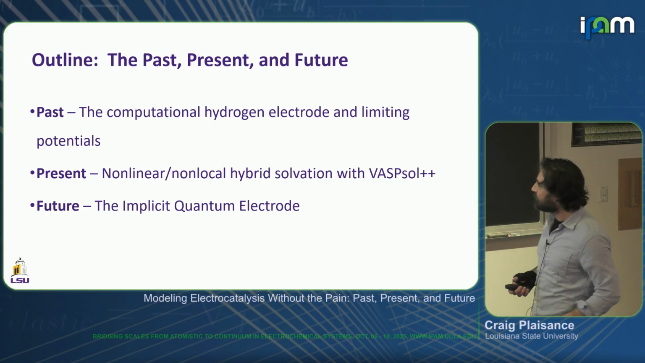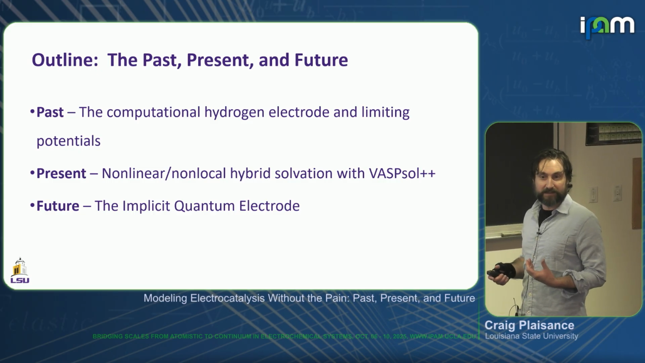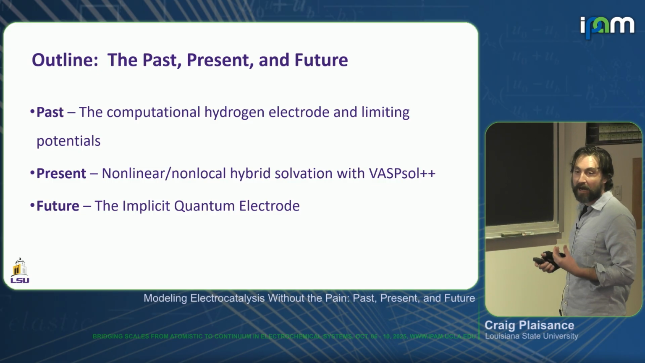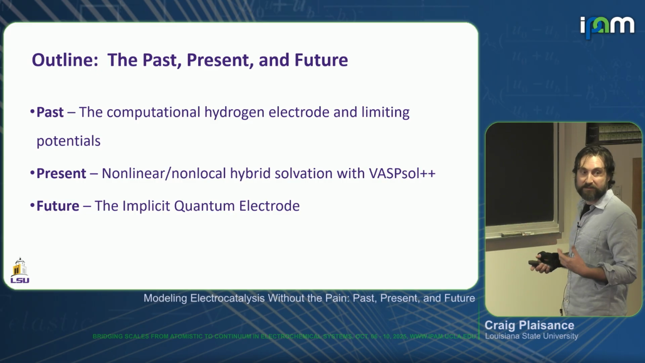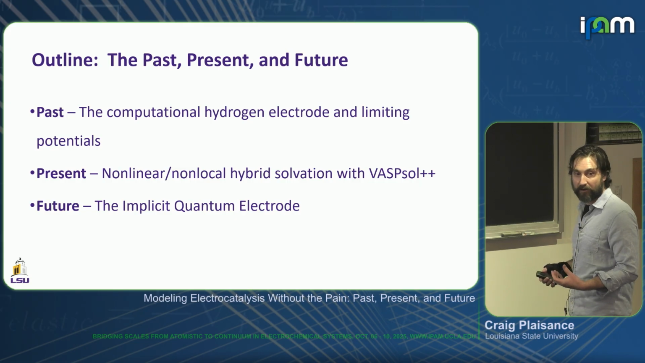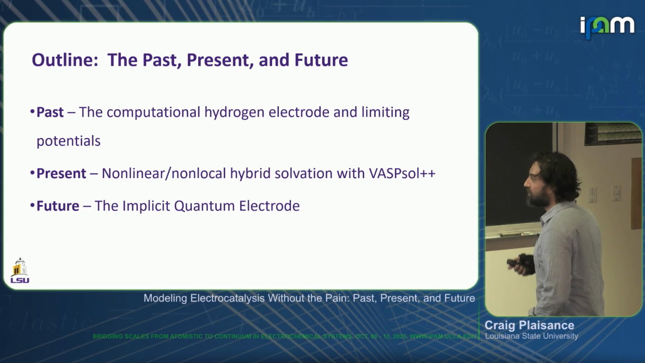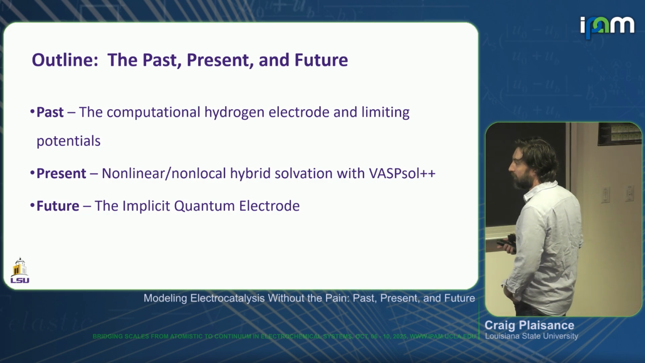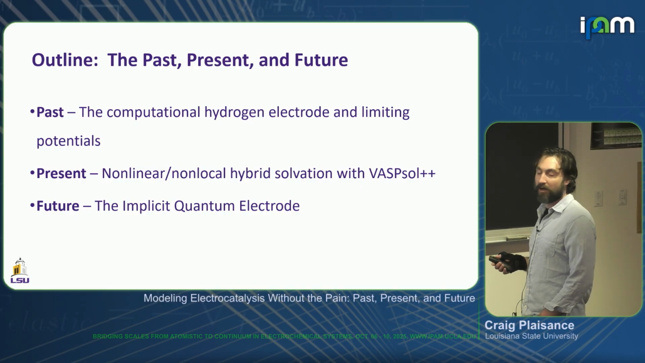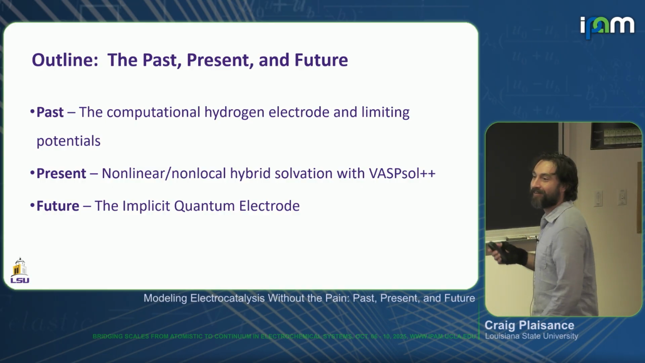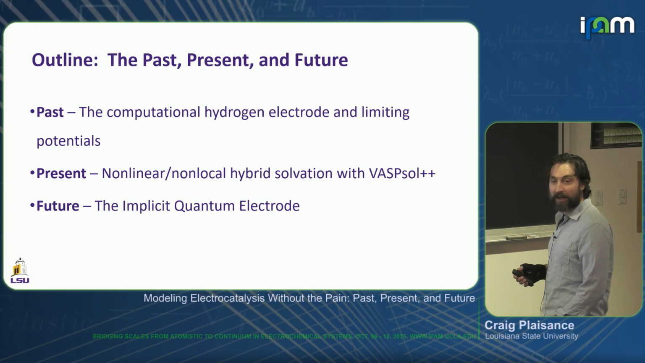Then I'm going to go into the present, where I'm going to talk about how we've improved some of these implicit solvation models, combined them with a hybrid approach to simulate these electrocatalytic reactions, and calculate barriers of these huge reaction networks. And then I'm going to get into the future. What's the next step in implicit solvation? I'm going to introduce something that I've developed called the implicit quantum electrolyte, not electrode. The electrode's obviously quantum. So I'm going to talk about that at the end.